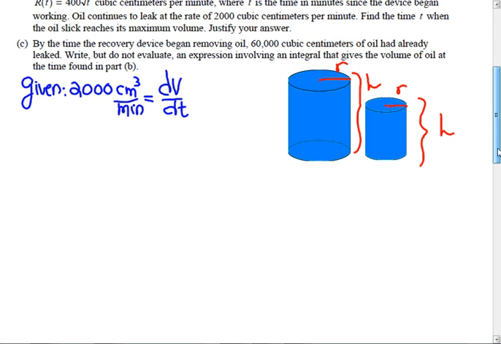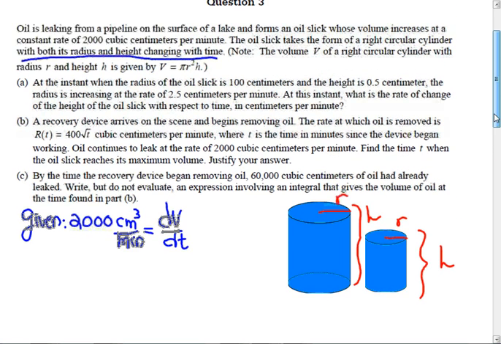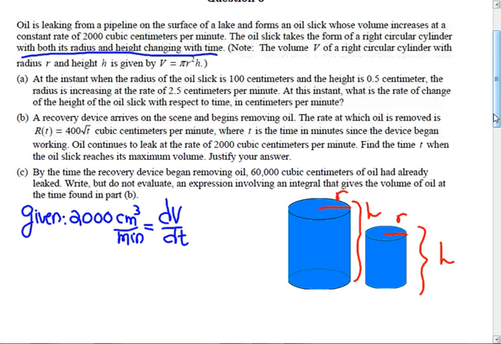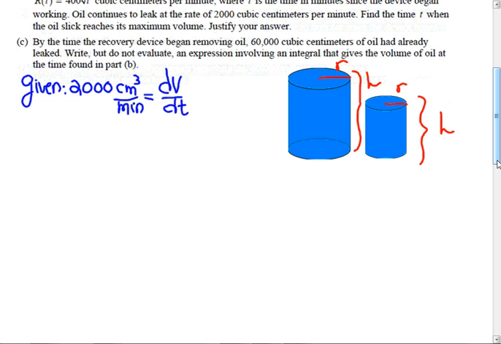They don't tell you things, well, most of the time they don't tell you things if they're irrelevant. And it says the volume is pi r squared h. At the instant when the radius of the slick is 100 centimeters and the height is 0.5 centimeters, guess what? That's my "when," isn't it? R equals 100 centimeters, and the height equals a half. I like fractions better, so when I do the problem, I'm going to change it to a half, because I can do halves much easier than I can multiply by 0.5 in my head. Okay.